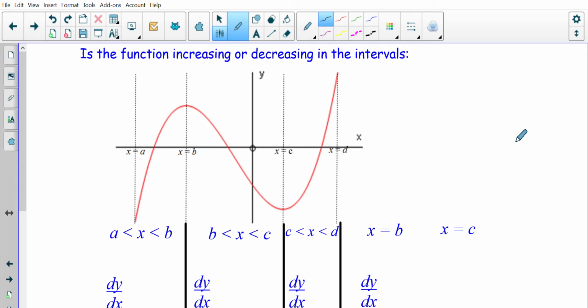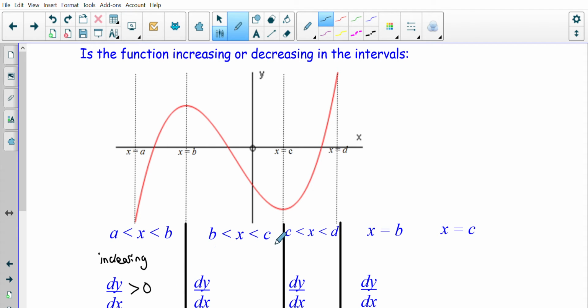Looking at intervals on this curve, let's decide if the function is increasing or decreasing in those intervals. If we look in the interval a to b, we can see the curve is going upwards. So in that interval, the function is increasing. If we found the gradient at any point on that curve between a and b, we would find that it was positive. The tangent at any point would be sloping to give us a positive gradient. So when the function's increasing, dy by dx is greater than 0.